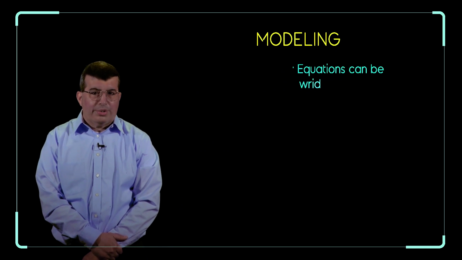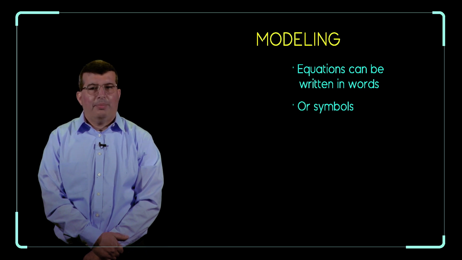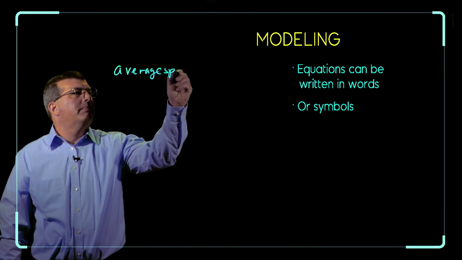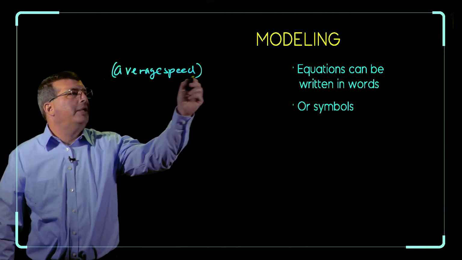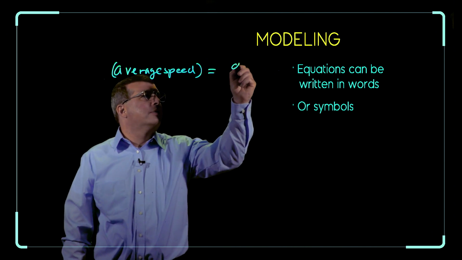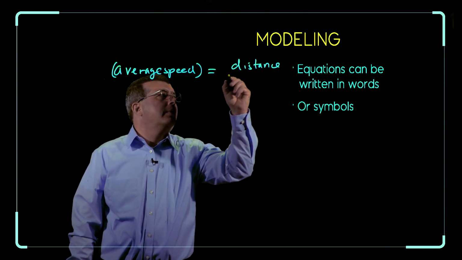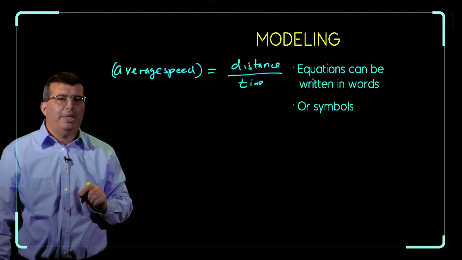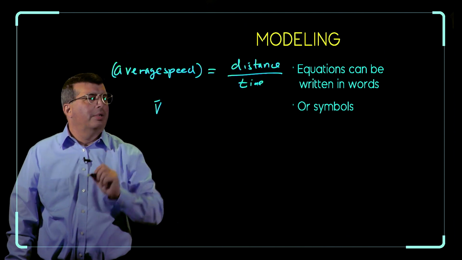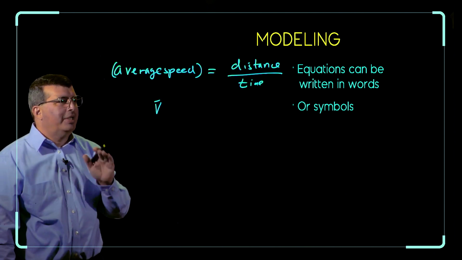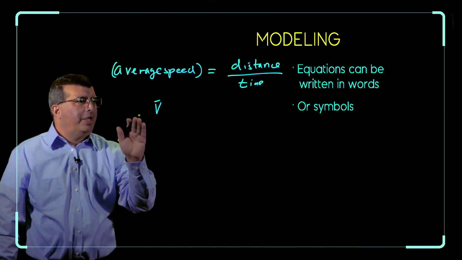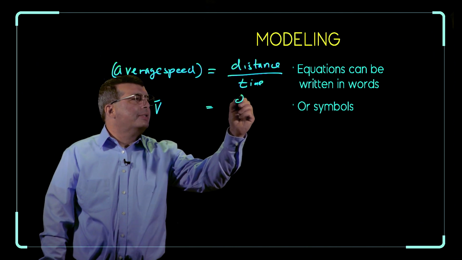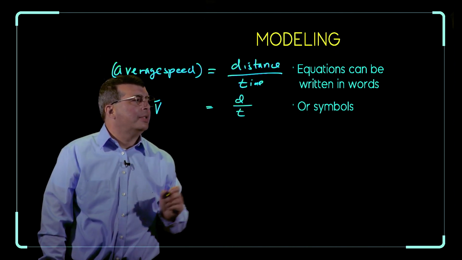Equations can be written in words or symbols. So for example, I can write average speed equals distance divided by time. Or I can use symbols. My symbol for average speed is going to be a V with a bar on top of it. V for velocity, and the bar means average. So the V with a bar on top of it is my average speed. Distance, I can just write with a D, and time just with a T.